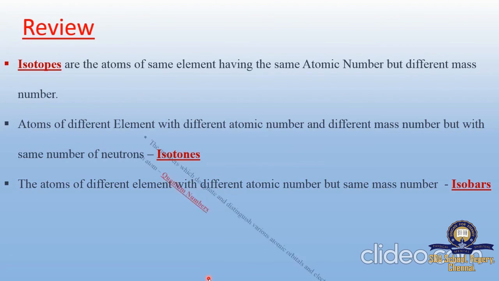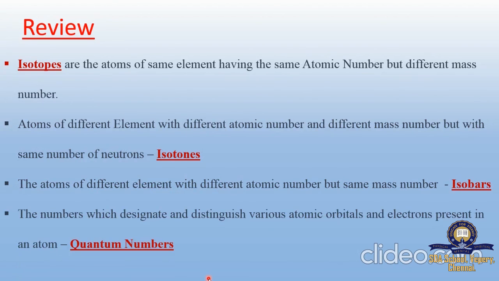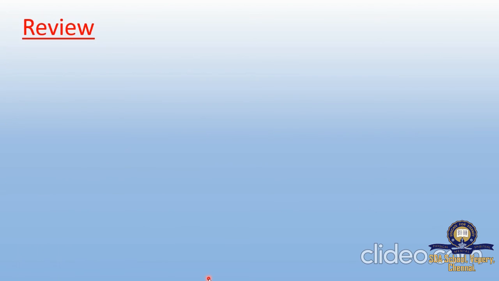Then we saw quantum numbers, right? So what is a quantum number? The numbers which designate and distinguish various atomic orbitals and electrons present in an atom are known as quantum numbers. And we saw the laws of chemical combination, right? So we saw 5 laws. Of those, you already learned 2 laws in 8th standard, and we saw the next 3 laws, right?